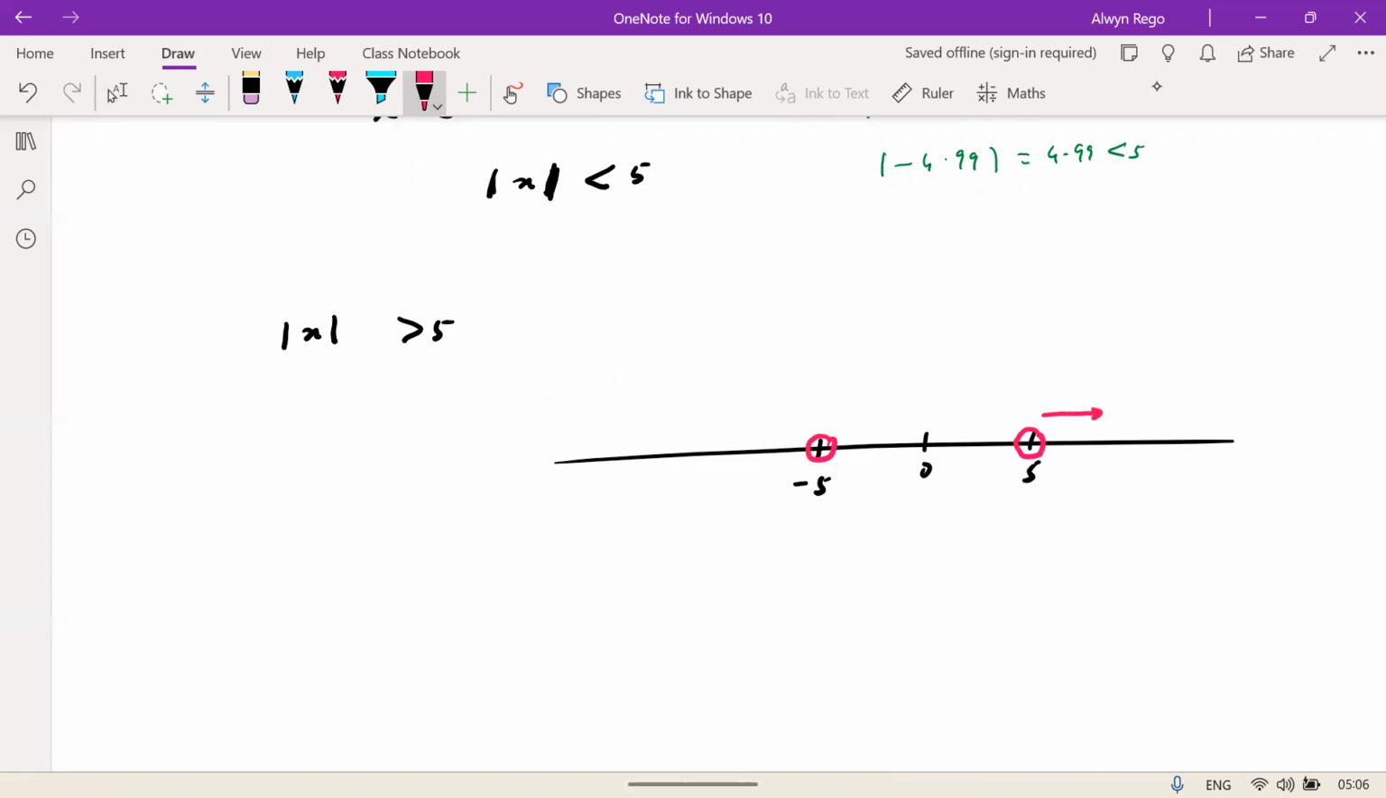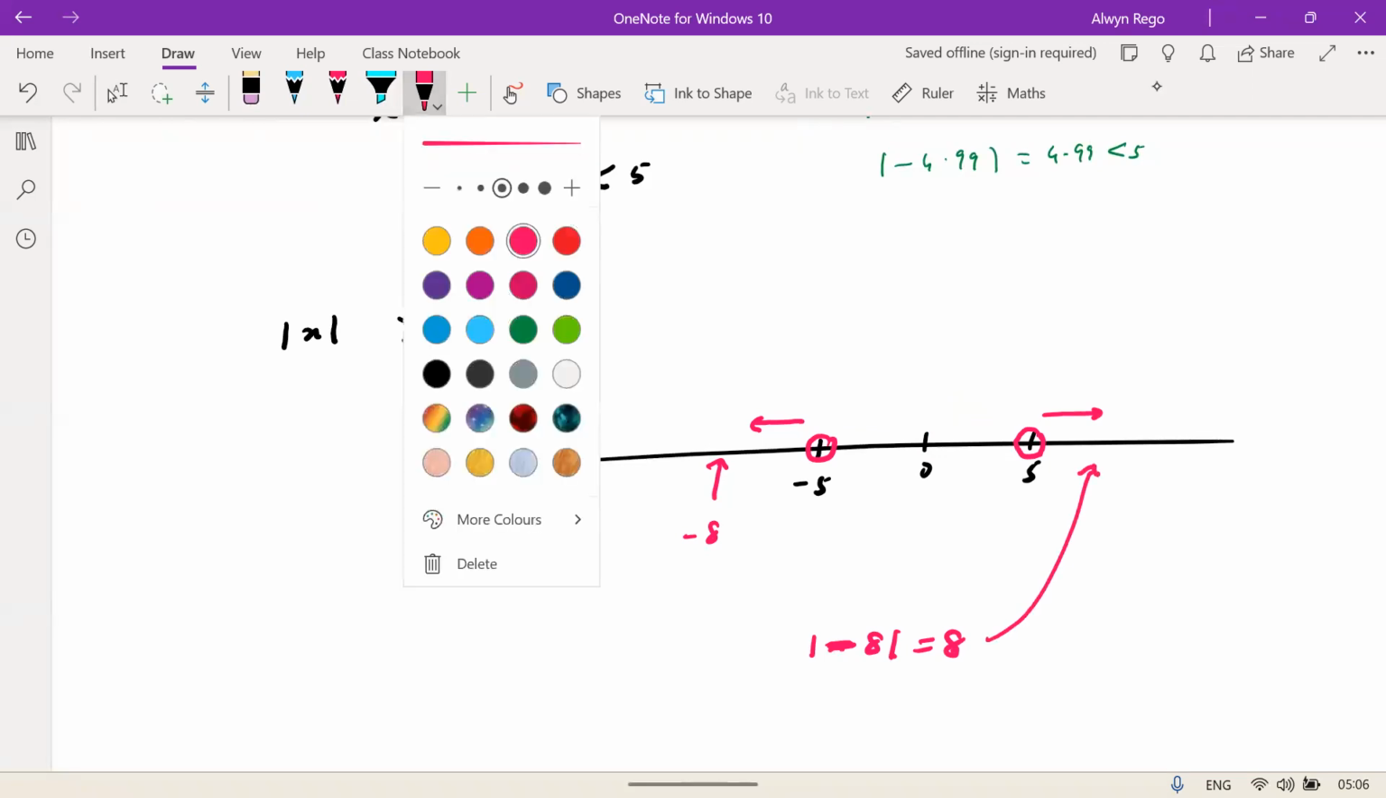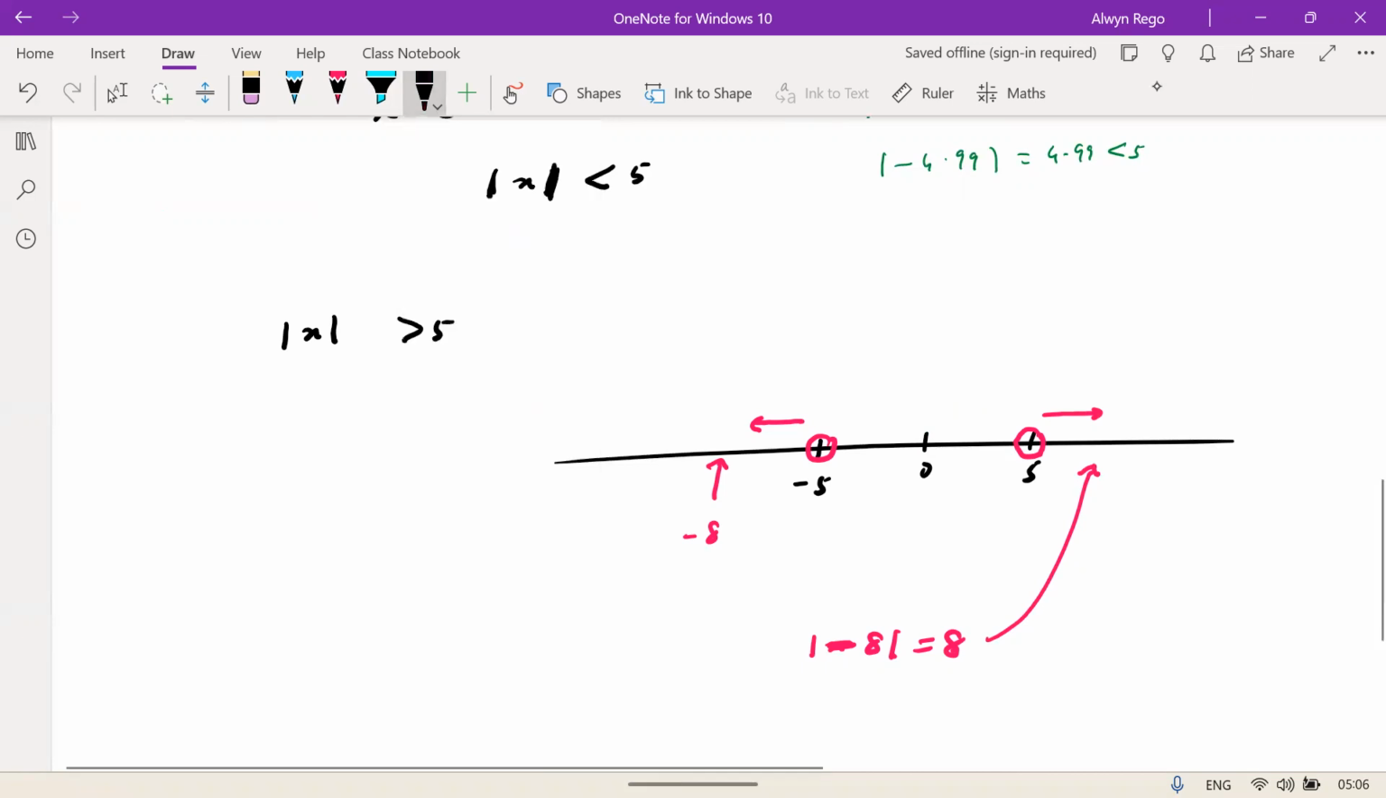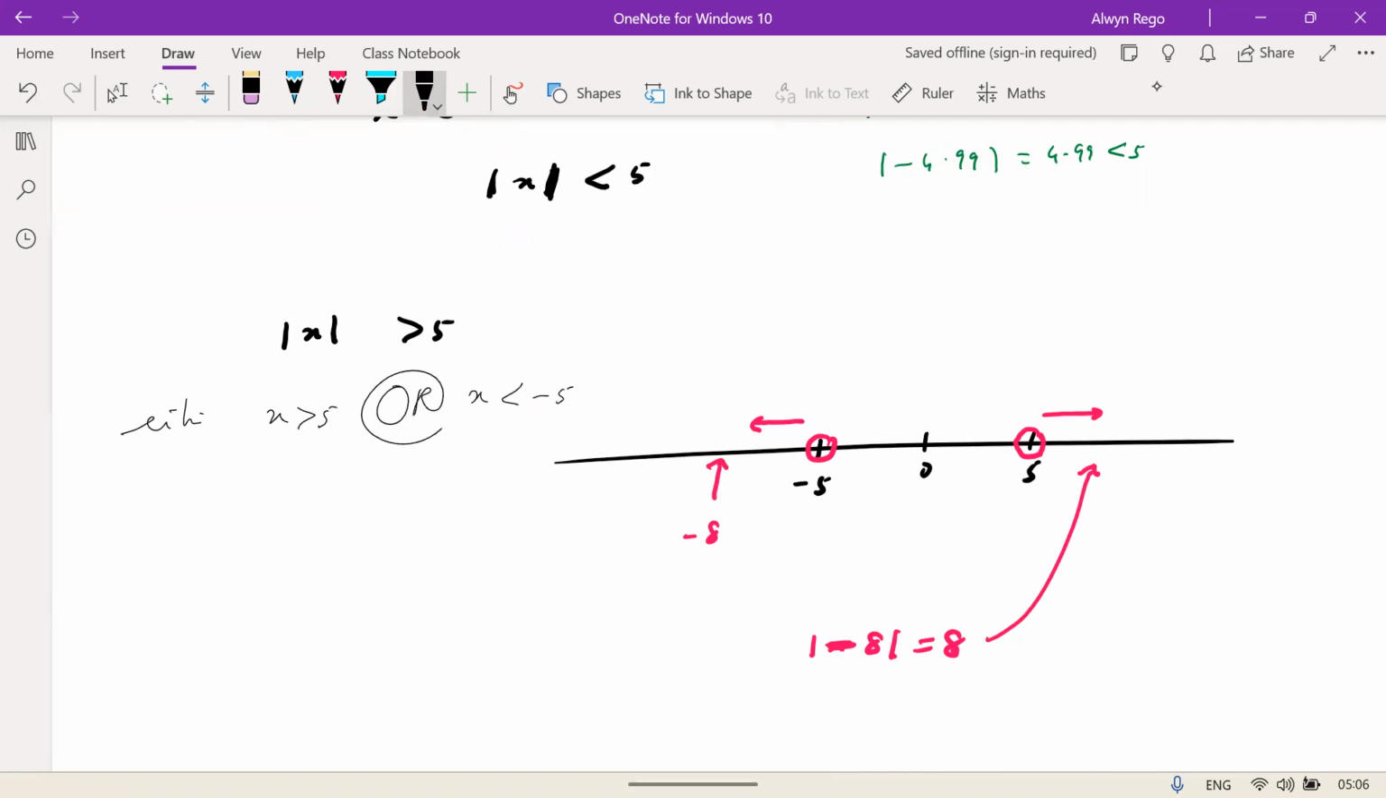And also, you'll find that as you walk to the left here, let's say you locate the number -8 here, you'll find that the absolute value of -8 is equal to 8, and that goes to the right of 5. So absolute value of x is more than 5 indicates that either x is more than 5 for sure, or you find that x is less than -5 here. So x is less than -5, or x is more than 5.